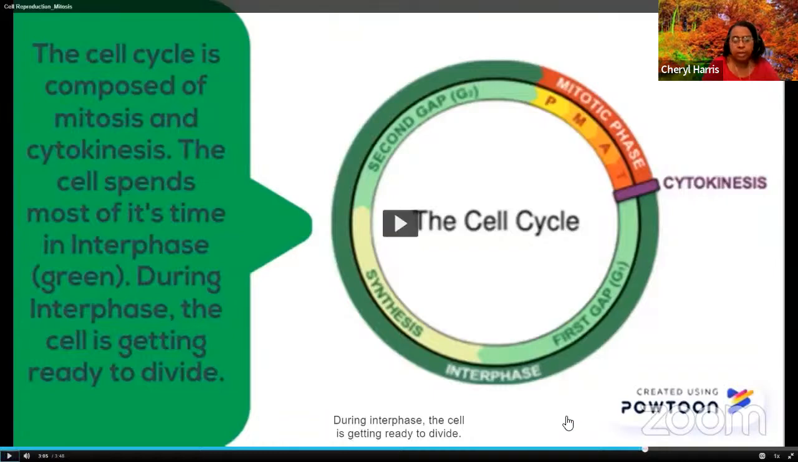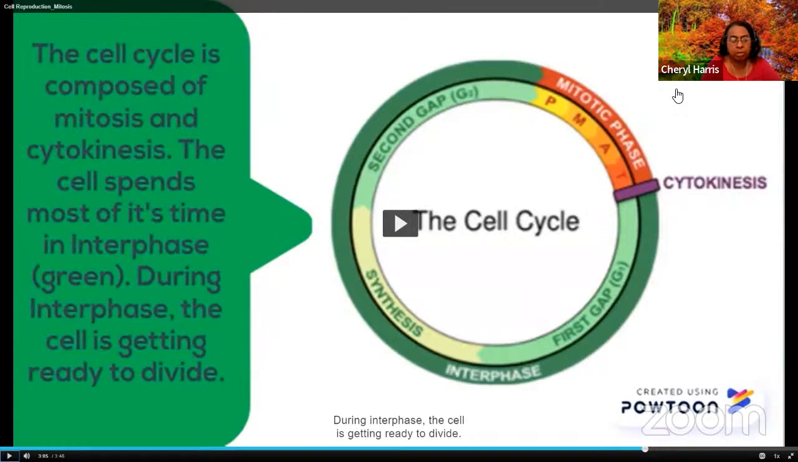Okay, so I want you to write that. Underneath, see the word down here at the bottom, interphase. I want you to say what it says down there at the bottom of the screen. During interphase, the cell is getting ready to divide. So that's most of the cell cycle is interphase, and you need to know that.